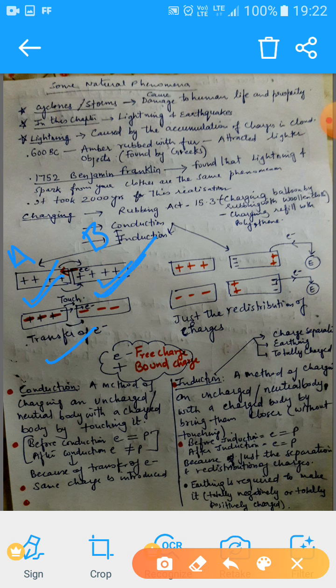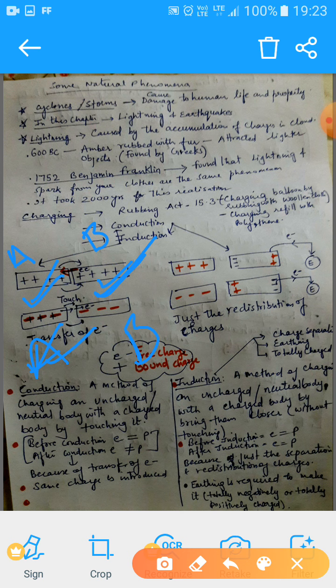In the same way, if you touch one rod which has a negative charge with another neutral or uncharged rod, electrons will move, because rod A has more electrons, and they will move from rod A to B, and in this way both will acquire negative charge. So whenever there is conduction and we touch one charged body with an uncharged body, they acquire the same charge.